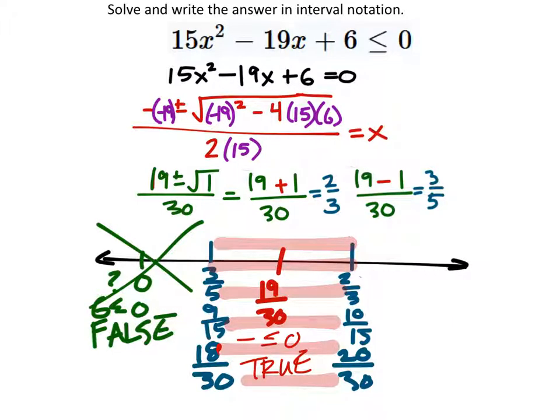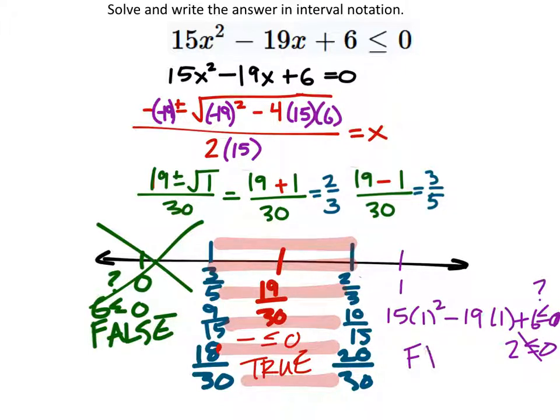What about to the right of 2/3? We can choose another nice value right there. Let's choose 1. So then I got 15 times 1 squared, which is 15, minus 19 times 1, plus 6. And this needs to be less than or equal to 0. What does that give us? 2 is less than or equal to 0. That's false. So that's another interval that would not work.